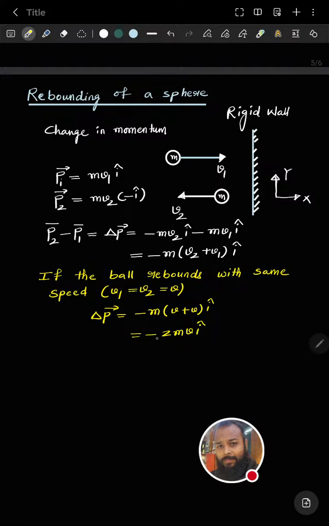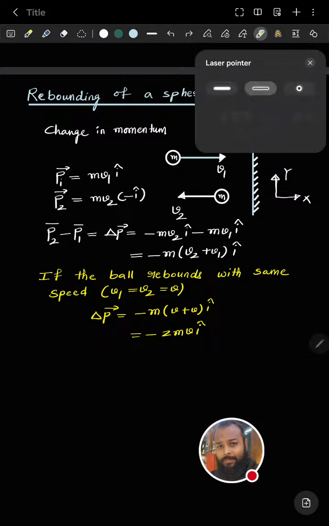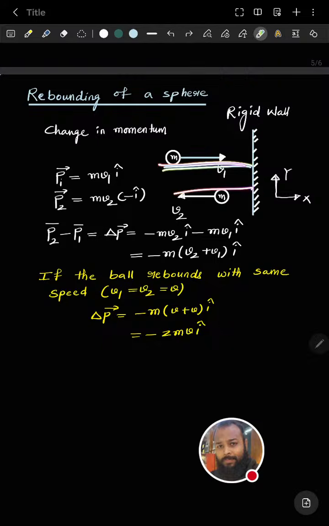Sir, why did you get minus? Because force is applied in this direction. The ball is coming towards the right, but the wall is applying force on the ball. See, the ball is coming like this and it is going this way. So that means force is applied by the wall on the ball in this direction. The direction I marked with the arrow, the force is applied in that direction, so that's why you got negative. Okay. So this is when both of them have the same velocities.